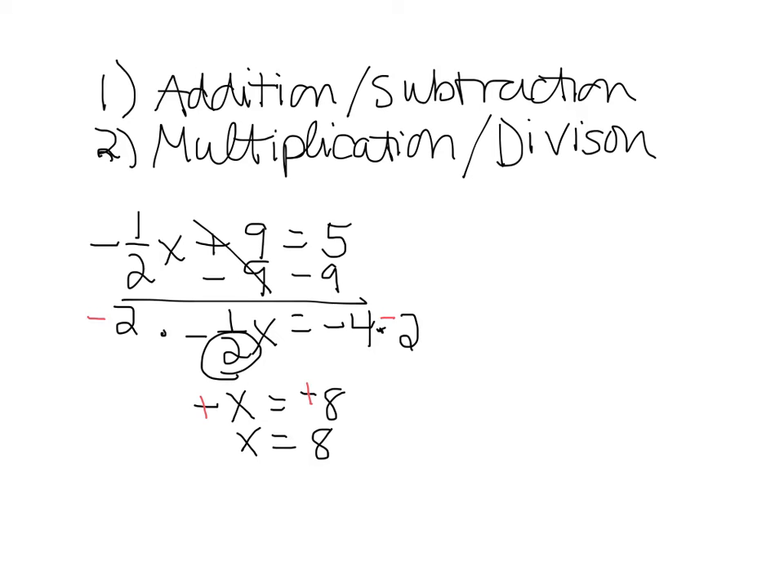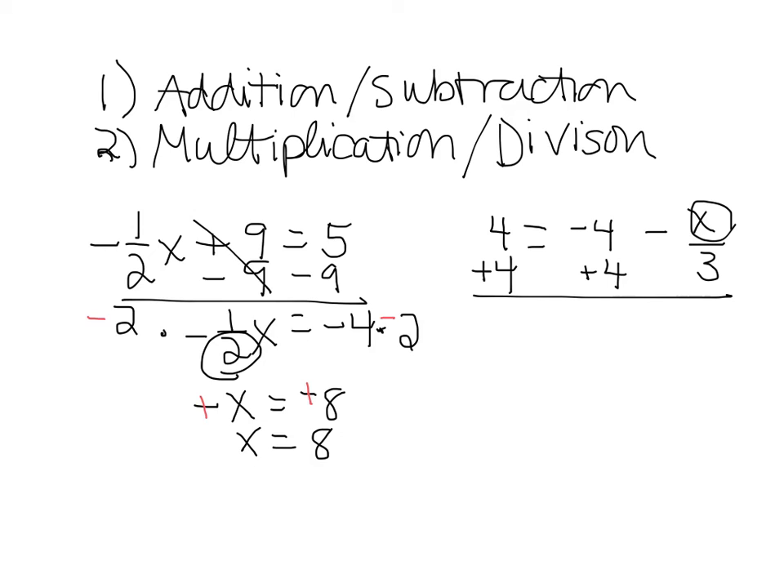Finally, my last example is 4 equals negative 4 minus x over 3. Here's my variable. I want to undo the negative 4 and the divided by 3. To undo negative 4, I add positive 4, because negative 4 plus positive 4, opposites undo, is 0. I bring my equal sign straight down. I now have 4 equals negative x over 3.